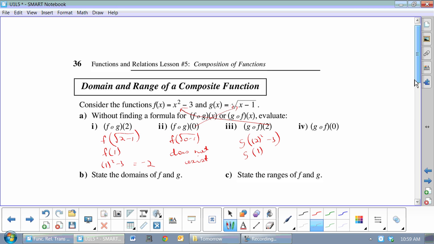Now I'm taking g of 1 and solving for it. So that would be the square root of 1 minus 1, and the square root of 0 is 0.